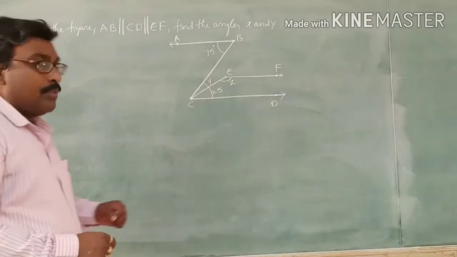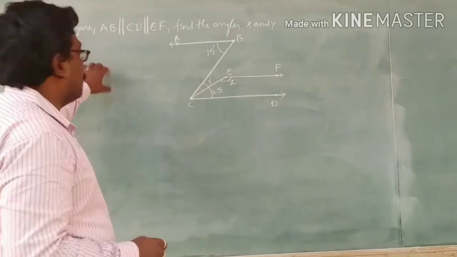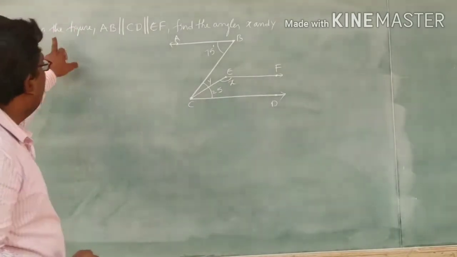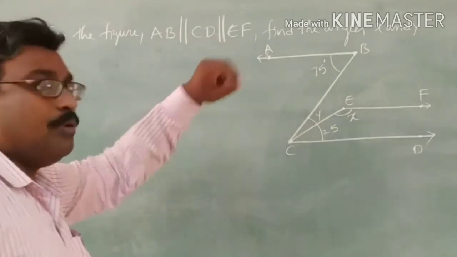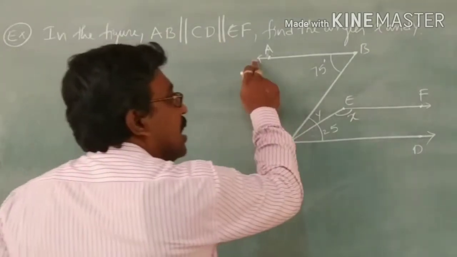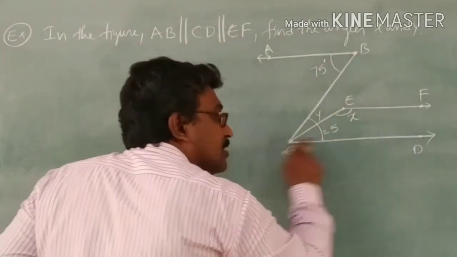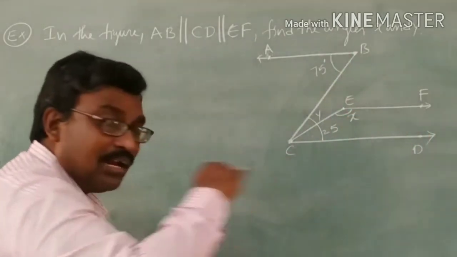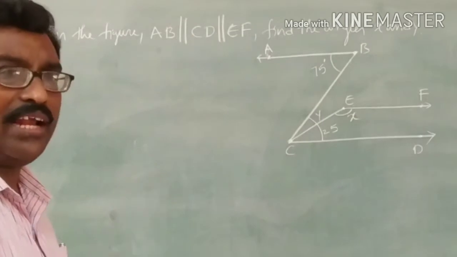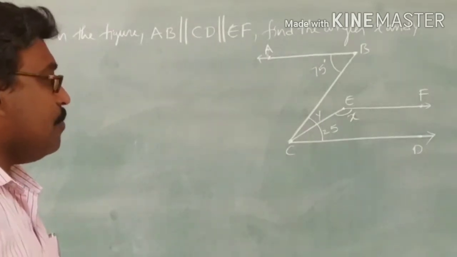Is it clear? Okay children, we will discuss one more example. In the figure, AB parallel to CD parallel to EF. That means AB, this line, CD, EF, these three lines are parallel to each other. Then find the angles.